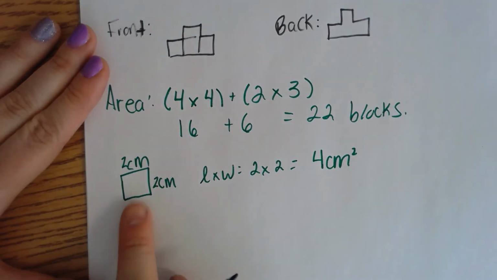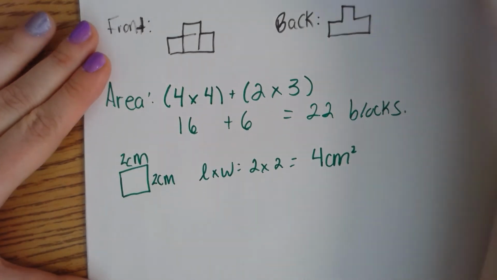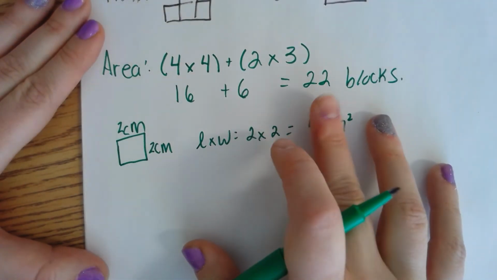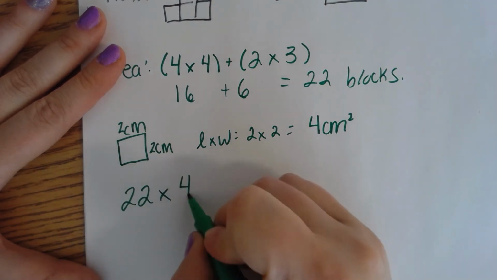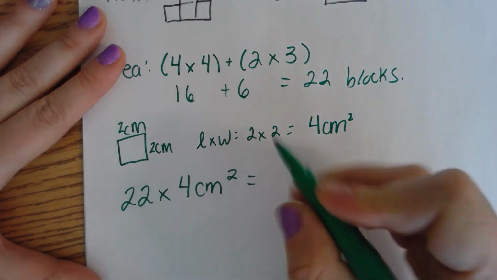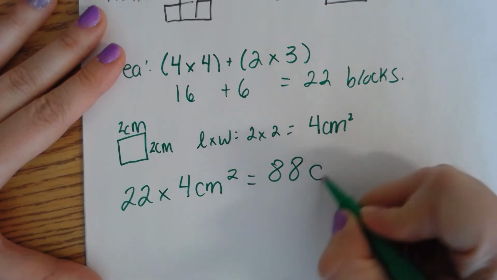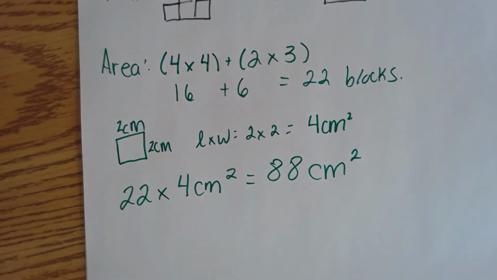If each one of those little square blocks is 4 centimeters squared, I would take the 22 blocks, which I determined are at the surface, and go 22 times 4 centimeters squared, and determine that my surface area is 88 centimeters squared. So that is one way that you can find the surface area of a composite object made from blocks.